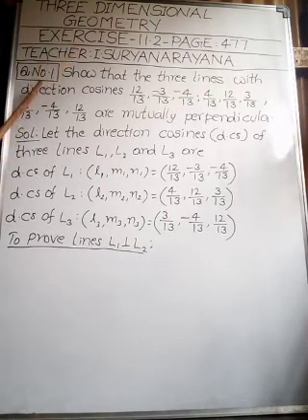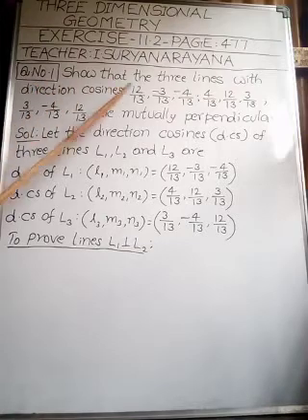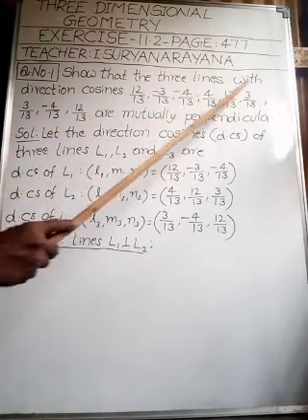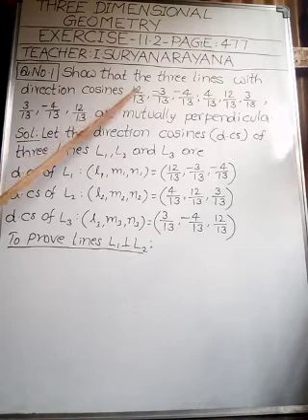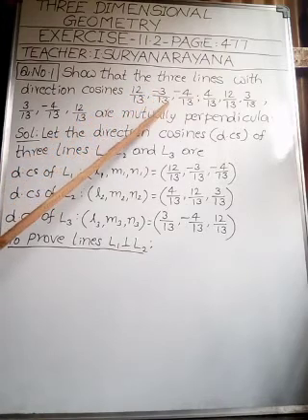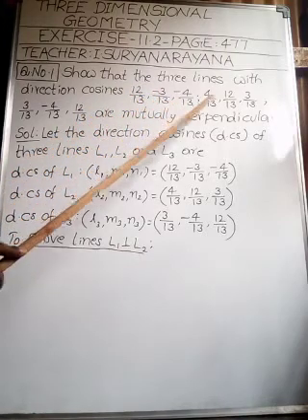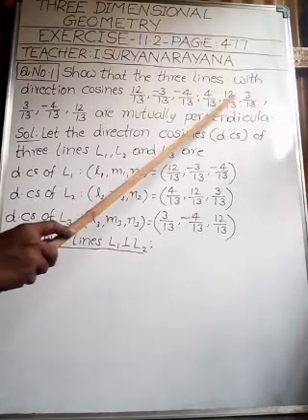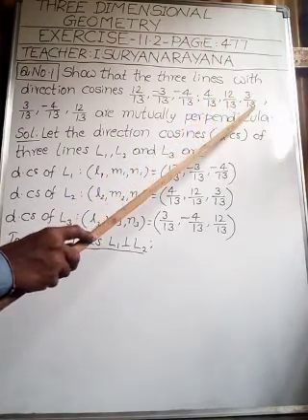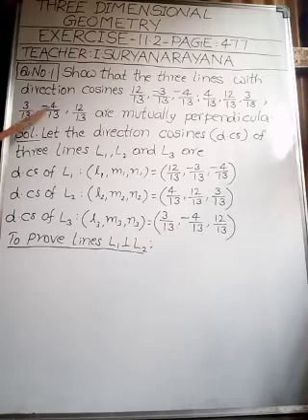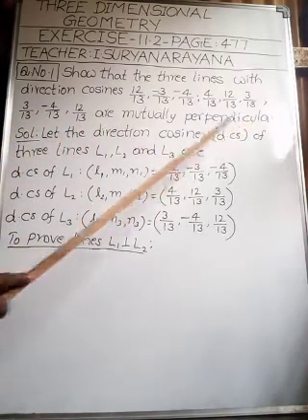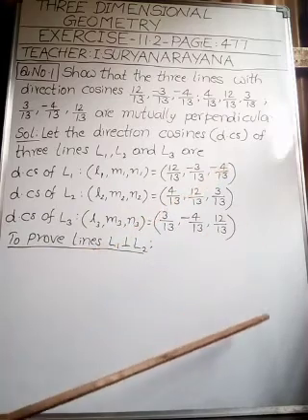See question number 1. First question. Show that the three lines with direction cosines 12/13, -3/13, -4/13; 4/13, 12/13, 3/13; 3/13, -4/13, 12/13 are mutually perpendicular. Understood this question, my dear children?